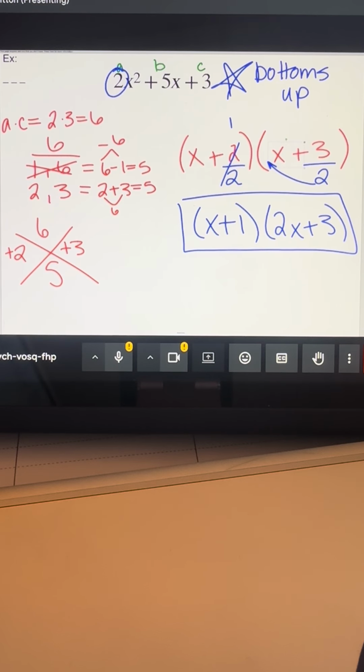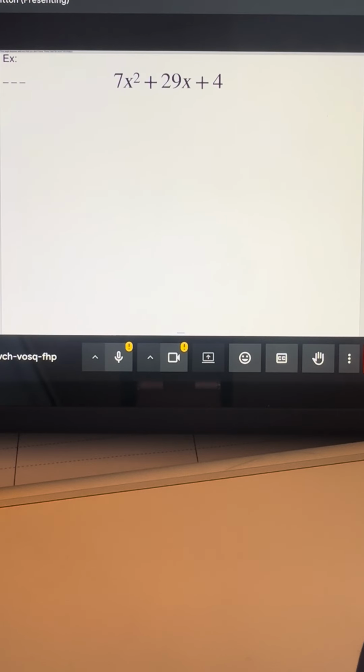Yeah. Okay, so next problem. The more you do this, the more you practice, the better it'll be. All right, so that's why we're doing quite a few today. 7x squared, 29x, and 4. Is there anything I can take out? No. 7 and 4, you can't take anything out of those two. So no, there's nothing we can take out.